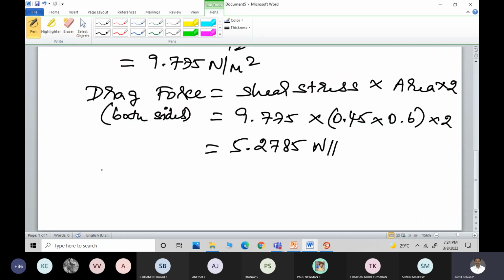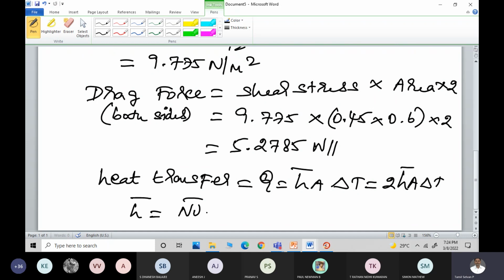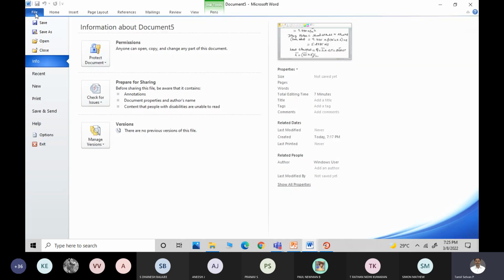Okay, it's so simple. Heat transfer rate Q equals h A del T for one side. If we consider two sides, 2 into h into A into del T. So h bar is the average value, h bar equals Nu bar h L by k. h L by k equals Nu, so h bar equals Nu bar into k divided by L. Now you have to find out Nu bar.